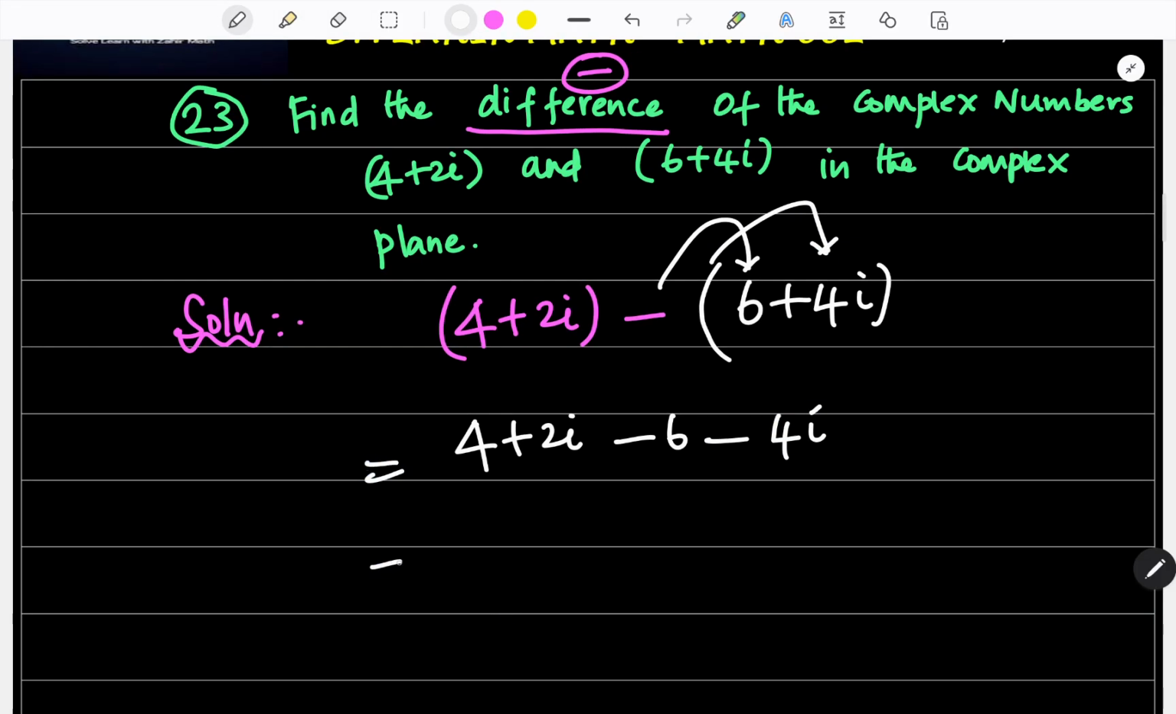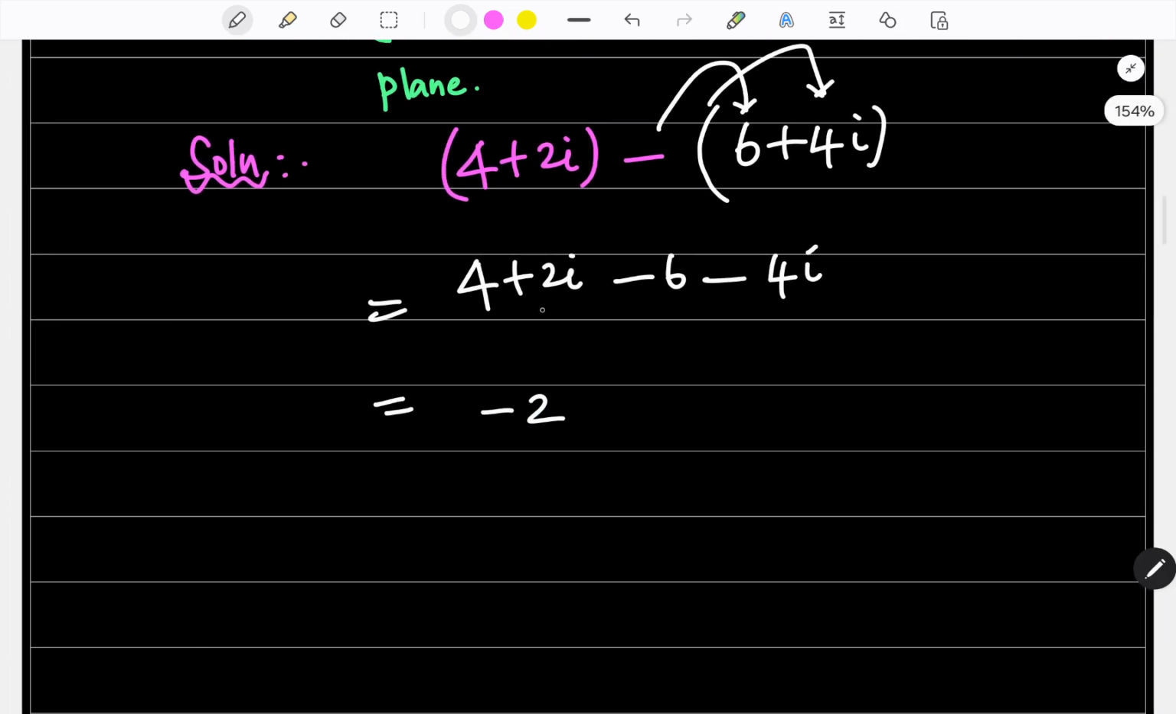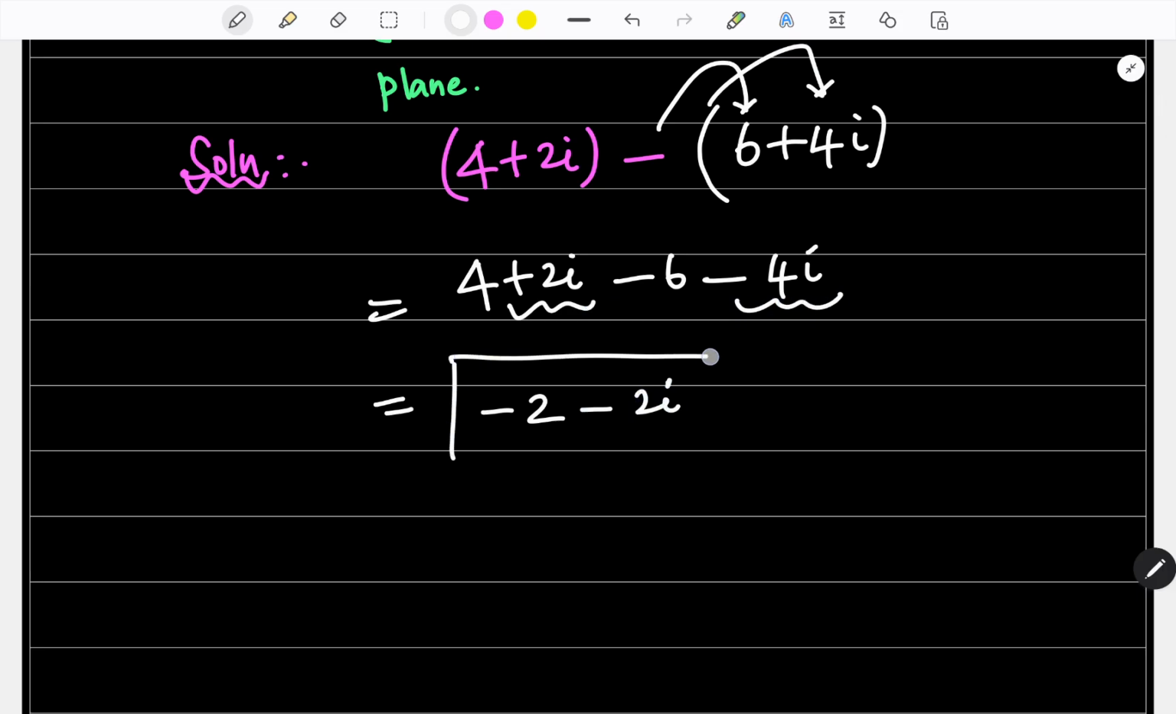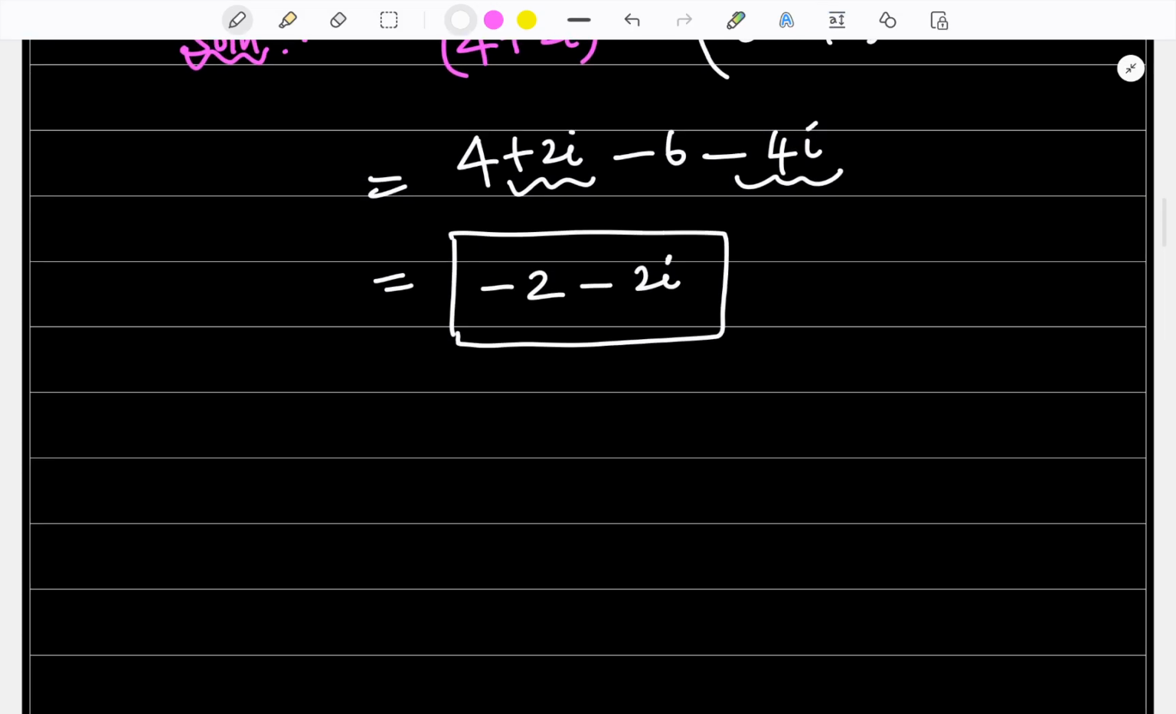You can also use calculator, directly the answer will come. 4 minus 6 is minus 2, and 2i minus 4i is going to become minus 2i. Okay, this is going to become the answer. You can also check your answers in the calculator. Bracket open, 4 plus 2i, which is ENG, close the bracket, minus, bracket open, 6 plus 4 and then ENG, close the bracket, press equal: minus 2 minus 2i. So I think this is the last one. This finishes your exercise 8.5.